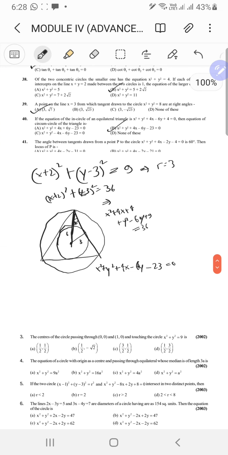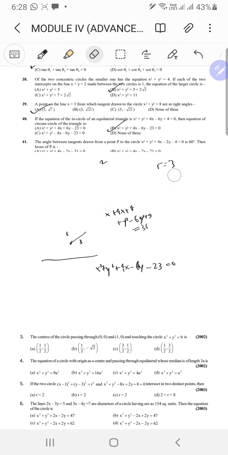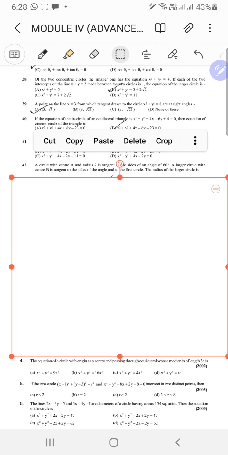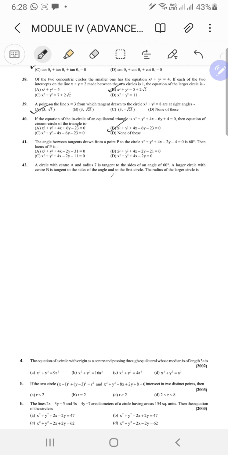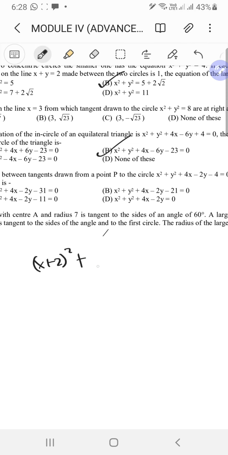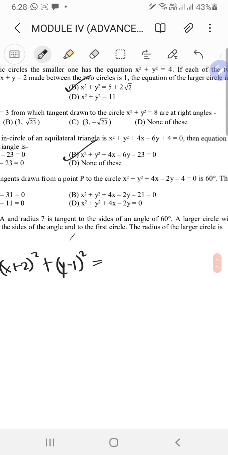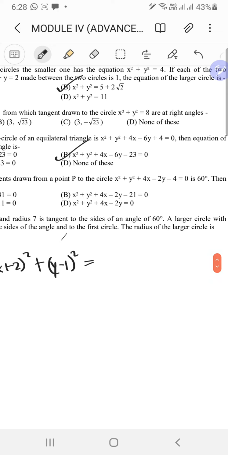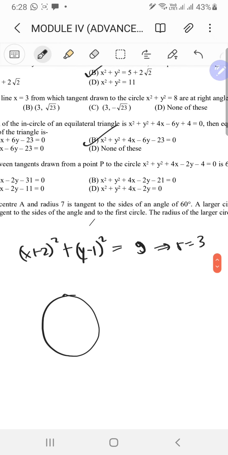Okay, the angle between the tangents drawn from a point P to the circle is 60 degrees. Then the locus of P is going to be another circle, and we can find the radius of that circle. So this is x plus 2 squared plus y minus 1 squared is equal to 4 plus 1, which is 5... that means the radius is 3. So this is the circle.